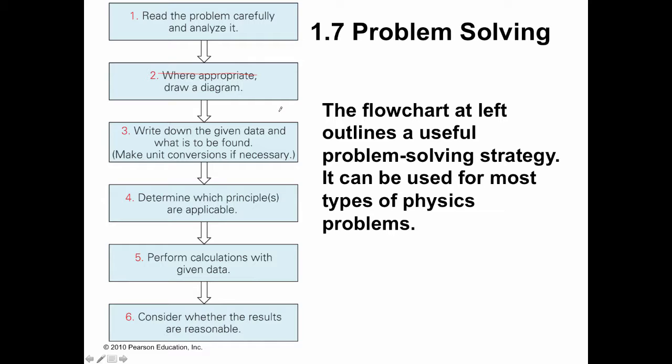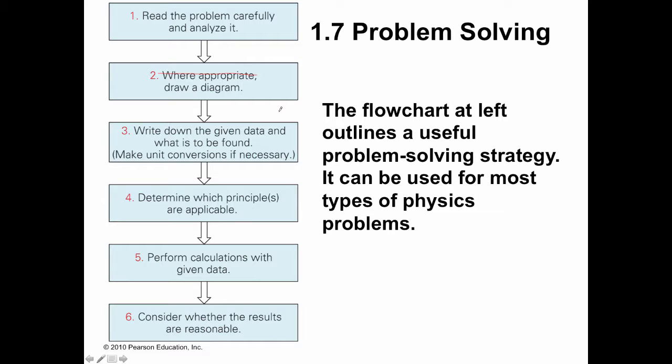Number five says perform calculations with the given data. Don't make up data. Look at the data that they've given you and go from there. There's a habit of picking out an equation that you think would work, and it may not work for the data that you have. So just remember, for the same number of unknown variables, that's how many equations you're going to need to use to solve your problems in most cases.